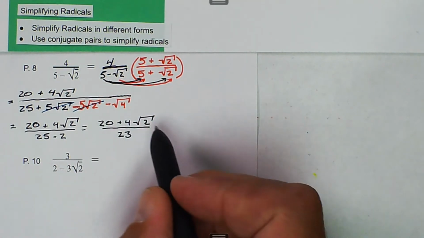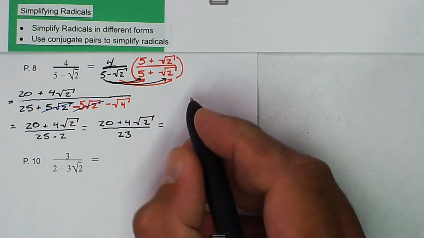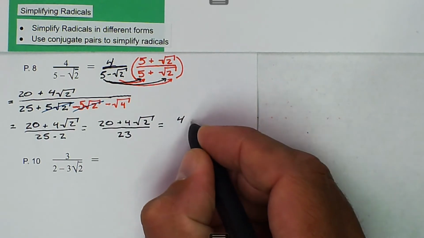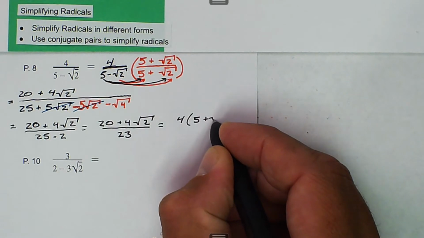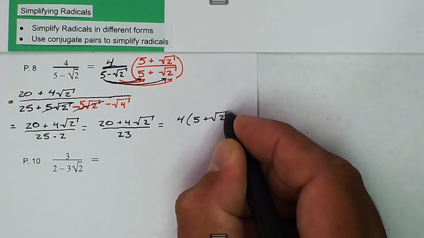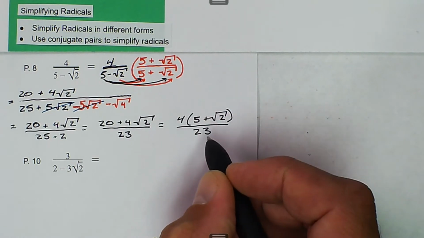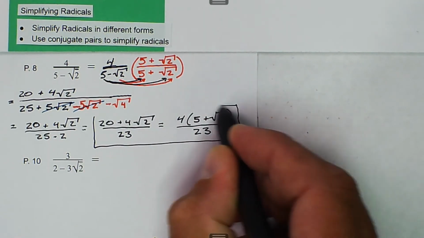Now in the numerator, we can factor out a 4 if we want. Either one of these will be fine. So if you factor a 4 out, we get a 4 on the outside multiplied by 5 plus the square root of 2, all divided by 23. And either one of these will be fine.